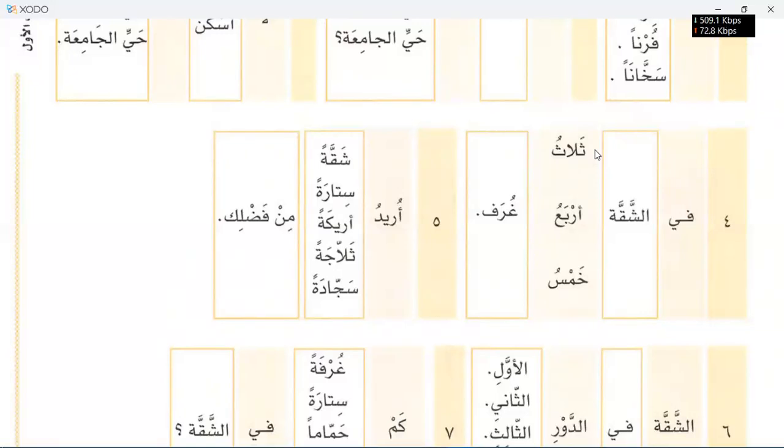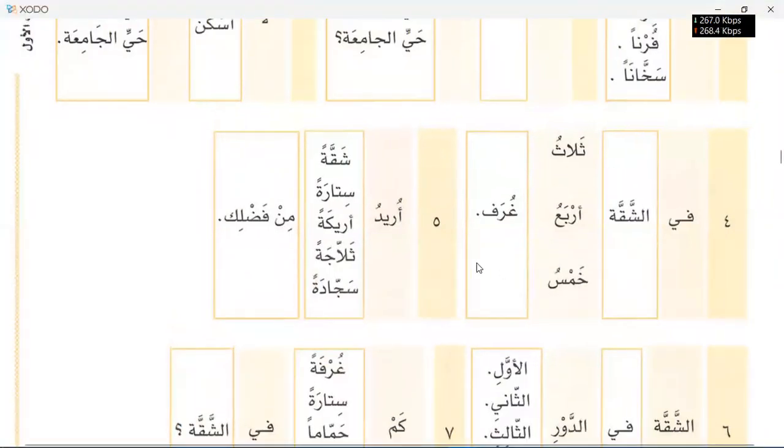Fish Shakati Thalathu Guraf, in the apartment of three rooms. Fish Shakati Arba Guraf, in the apartment of four rooms. Fish Shakati Khamsu Guraf, in the apartment of five rooms. In the apartment, there are five rooms. Miss Karima.